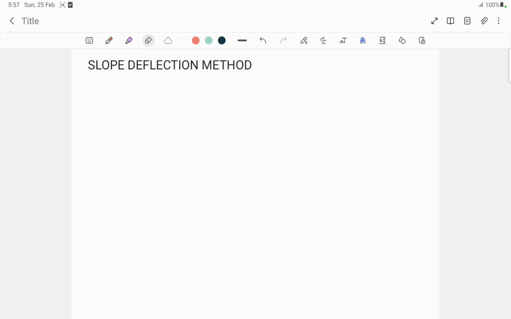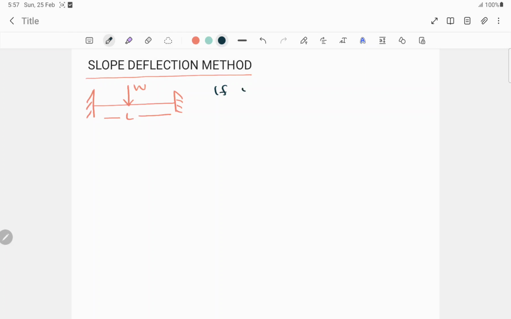Hello everyone. In today's video, I'll start a new chapter called slope deflection method. So before going to the topic, I would like to highlight some of the basics of slope deflection method. So here, you can see it's a fixed beam and one load is acting upon this beam. Now if you want to find the moment about A to B, I'll write it down.